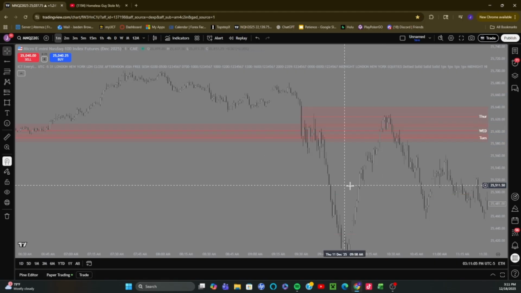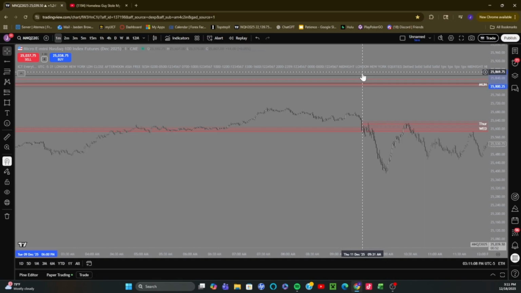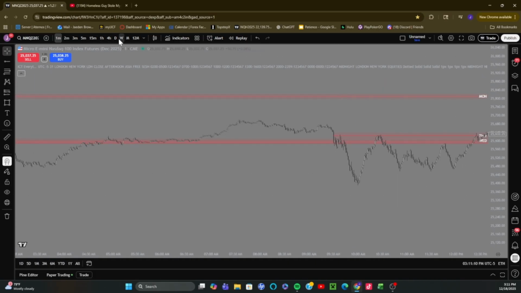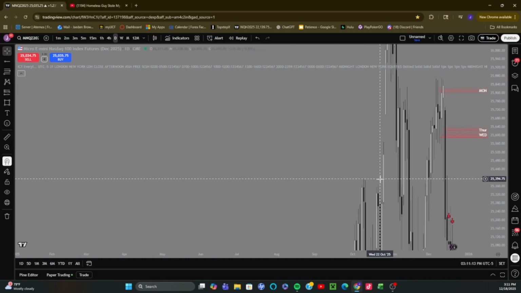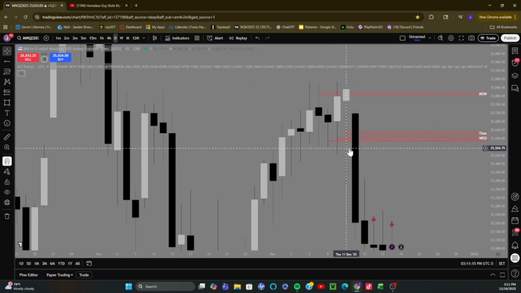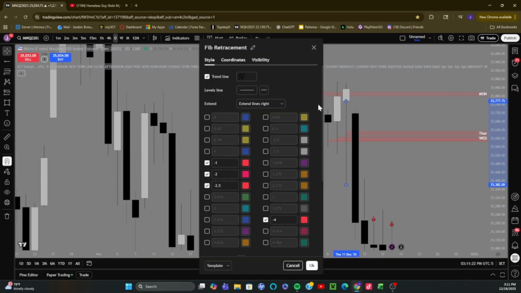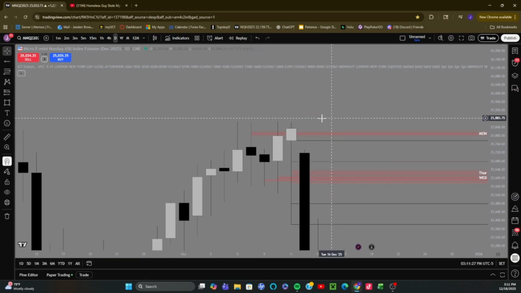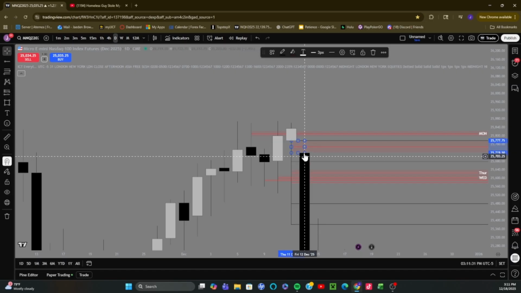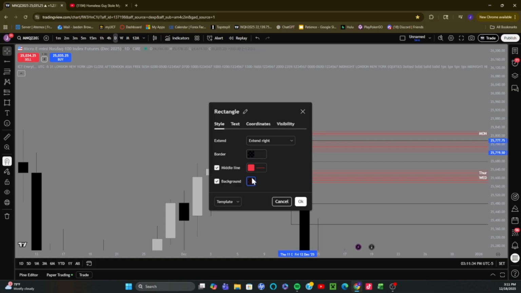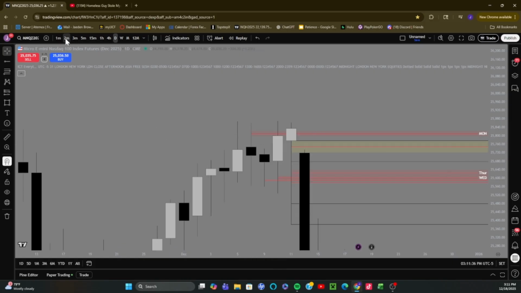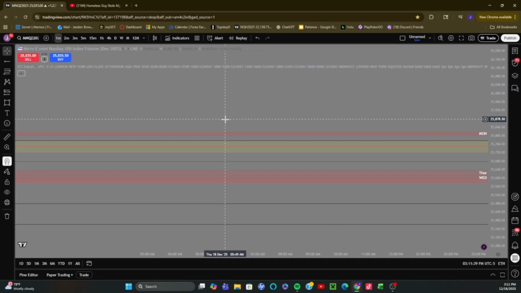So that's Thursday. Let's get into Friday now and call it a day. So we also had this fair value gap, or this price imbalance right here. I think it's a volume imbalance. Yeah, the volume imbalance, and make it yellow. We'll scale down to 1 minute.